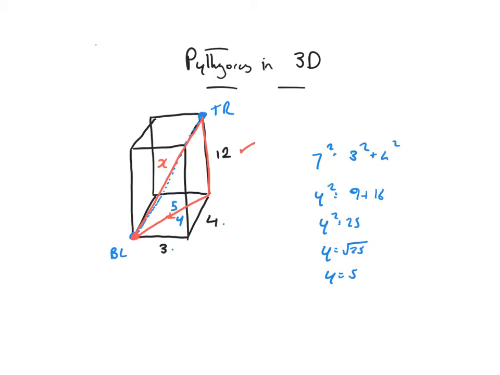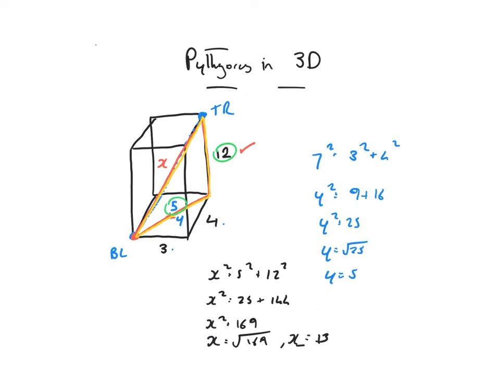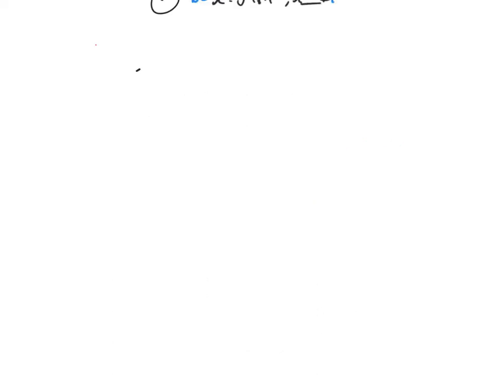Now what we can do is use Pythagoras a second time to work out x. But this time we're going to use the 5 and the 12. So that's going to be x squared equals 5 squared plus 12 squared. x squared equals 25 plus 144. x squared equals 169. x equals the square root of 169, and x is equal to 13. Final answer.